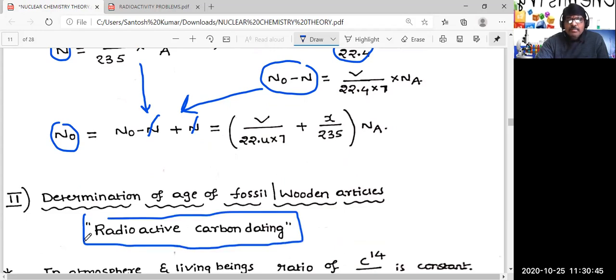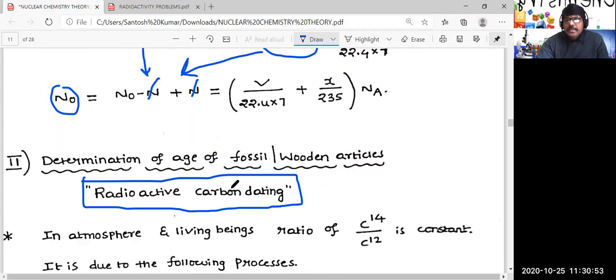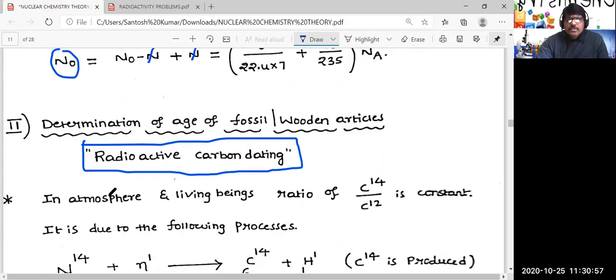One simple method we have, that is radioactive carbon dating. So what is this radioactive carbon dating, and what are the details? Let us take. So you know, in atmosphere and also in living beings, the ratio of carbon 14 to carbon 12 isotope is constant. So you may get a doubt how carbon is present.